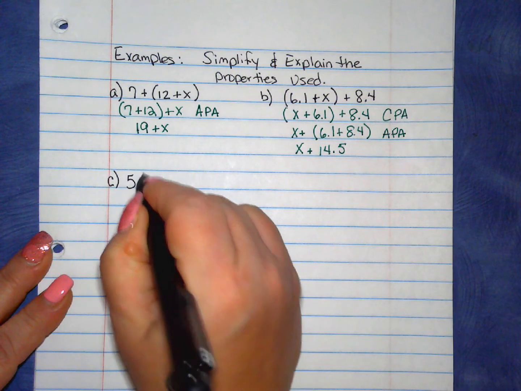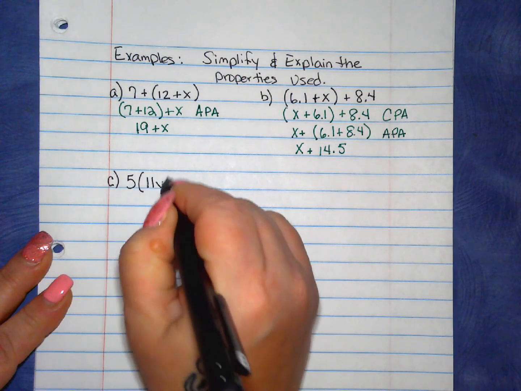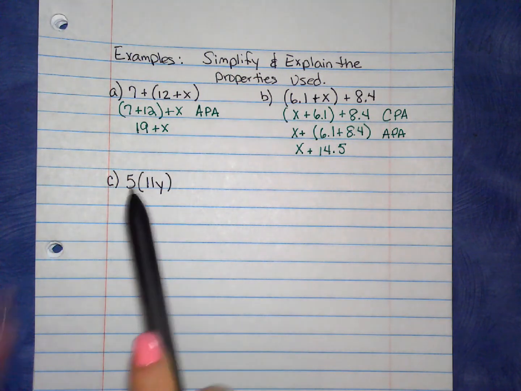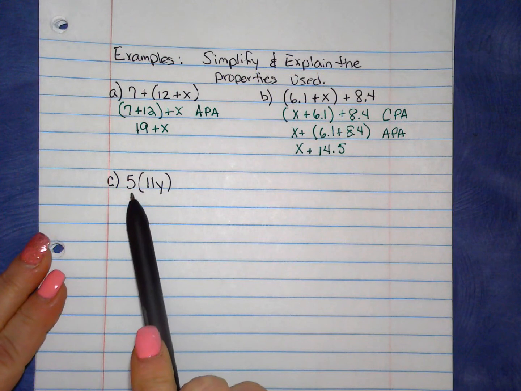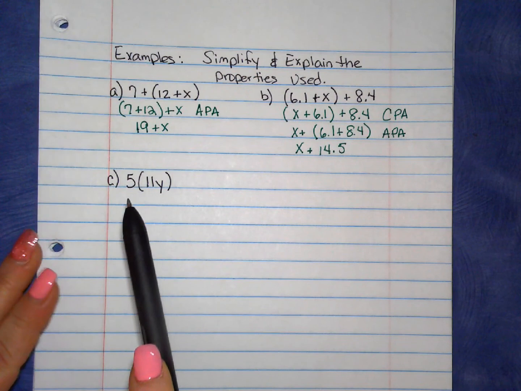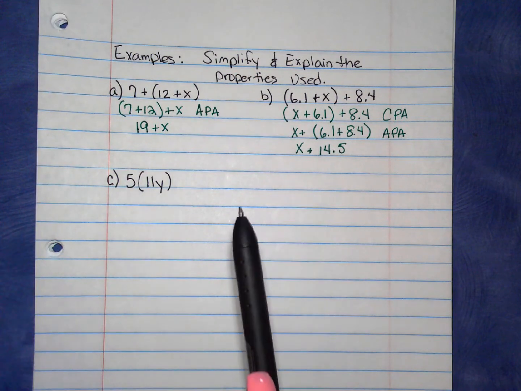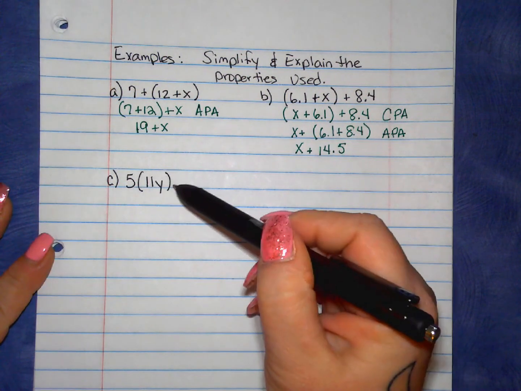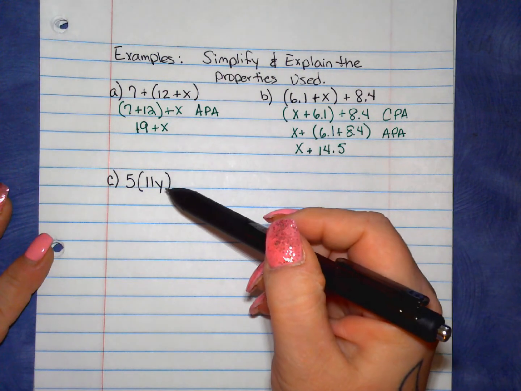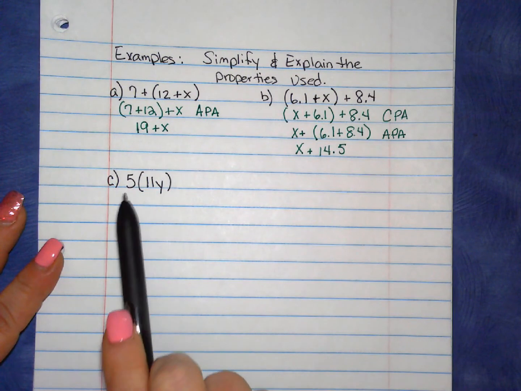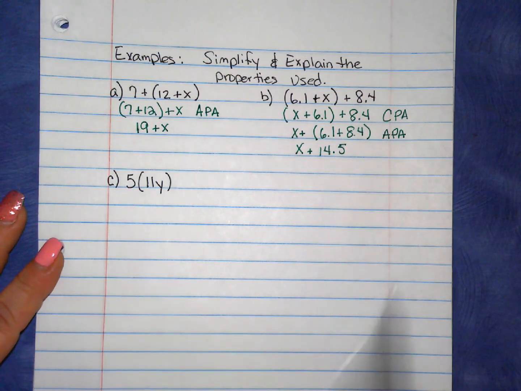5 times 11y. Now remember that this is 5, and in these parentheses, when you see 11y, remember that that is 11 times y. You just don't have to write a multiplication sign. So since I have all multiplication here, all I need to do is associate my 11 with the 5 so I can multiply those two numbers, okay?